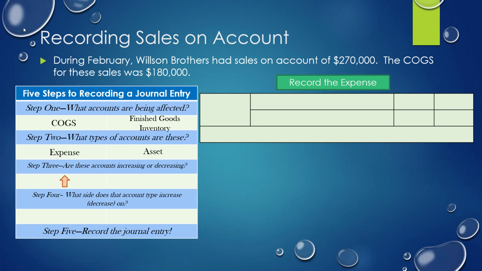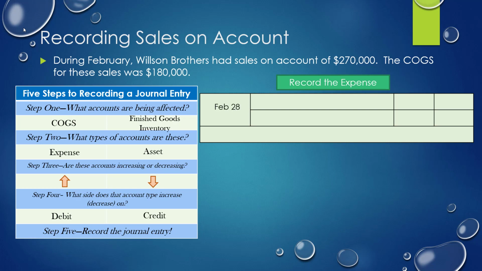Finished goods inventory keeps account of what amount of cost we have committed to inventory which we've finished but not yet sold. Well, this inventory is no longer not yet sold. It has been sold. So the amount that we're keeping in finished goods inventory has to be going down. Expense accounts go up with a debit. Asset accounts go down with a credit.